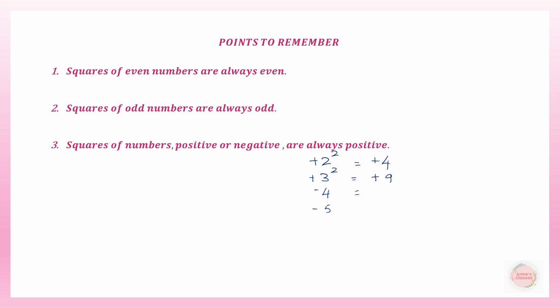Now square of -4 means -4 into -4. So first multiply the signs, minus into minus is plus, 4 4s are 16. Similarly here square of -5 means -5 into -5, that is the square. So minus into minus is plus, and 5 fives are 25. So what does this statement say? It says squares of numbers, whether they are positive or negative. So here we have positive numbers and some negative numbers, but the answer is always positive. Can you see? So whether the numbers are positive or negative, their square will always be positive.